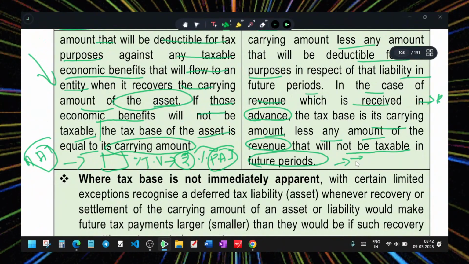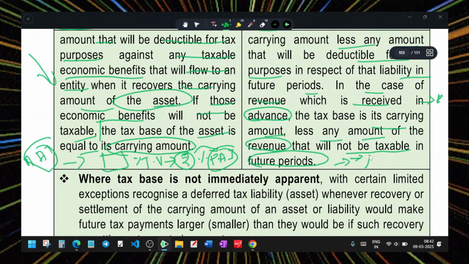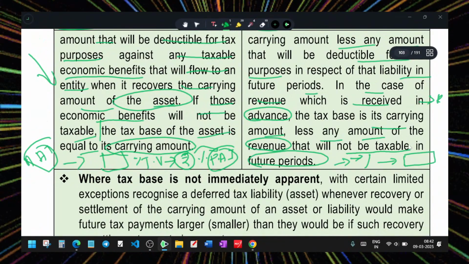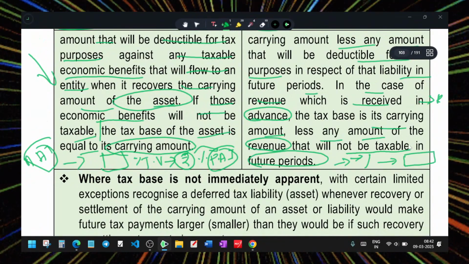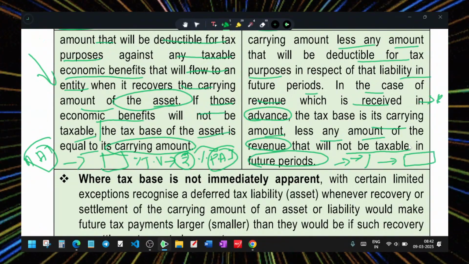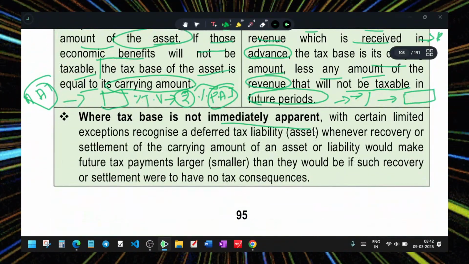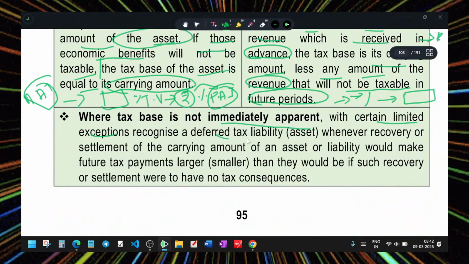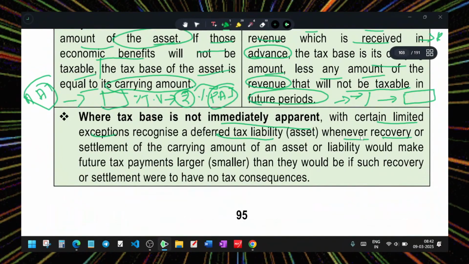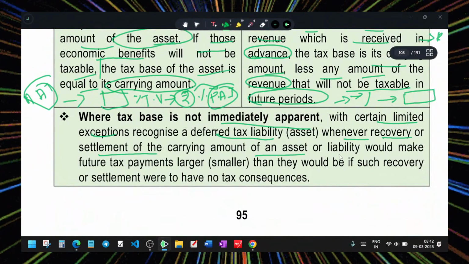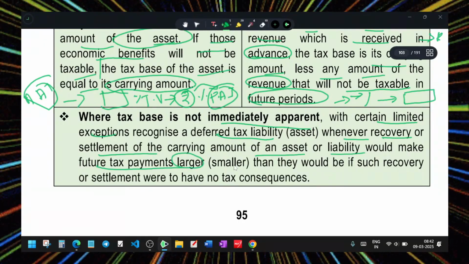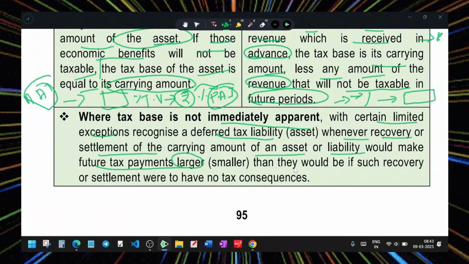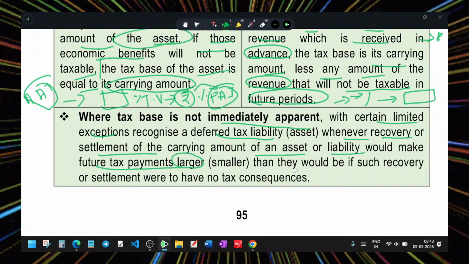So the liability, sir, I had to pay the tax right now. After paying the tax, the amount which I got is not subject to any tax. That is the tax liability. Once it is done, where a tax base is not immediately apparent, with certain limited exceptions, recognize a deferred tax liability whether recovery or settlement of the carrying amount of the asset or liability would make a future tax payment larger or smaller. The carrying amount can be an asset or a liability, but the future payment can be big or it can be small.